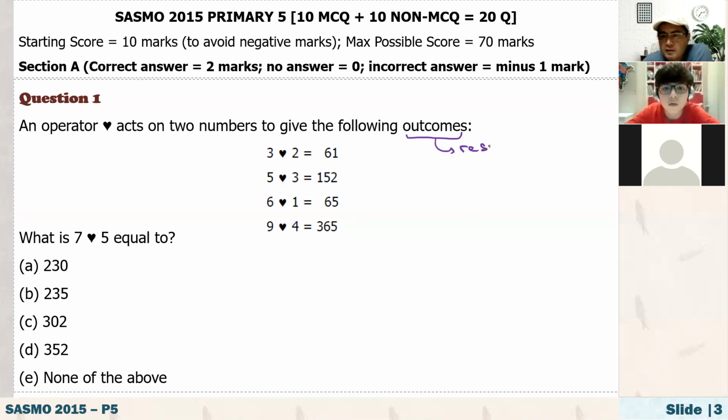Outcome, result. Right? Result. Okay. So, Aydin, what is the answer? It is D. Answer is D. Why? Because 7 times 5 is equal to 35, and 7 minus 5 is equal to 2. Yes, we are multiplying, right? 9 times 4 is 36, and 9 minus 4 is 5. So 7 times 5 is 35, 7 minus 5 is 2. So that is 352.